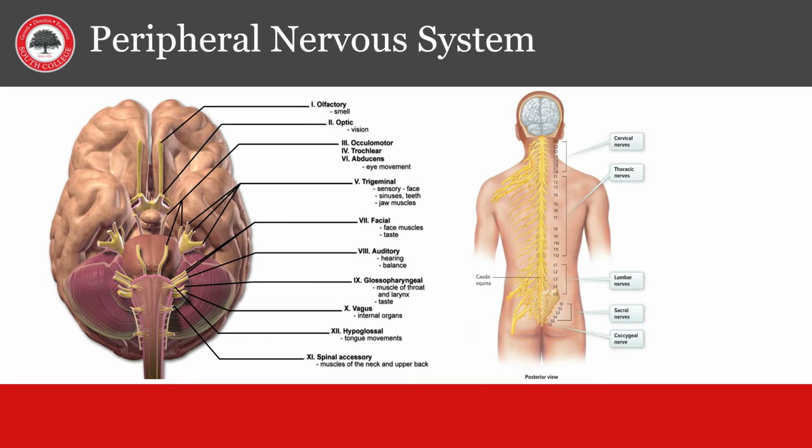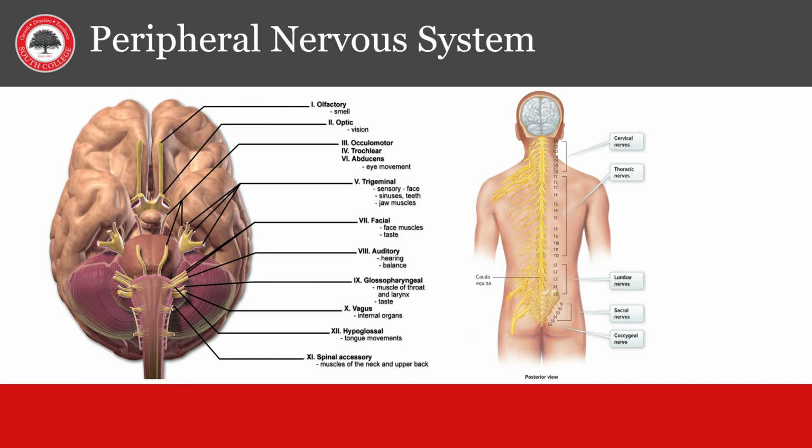The autonomic nervous system consists of the sympathetic nervous system and the parasympathetic nervous system. The sympathetic nervous system acts like our fight or flight. It helps us with situations like being chased by a bear. The parasympathetic nervous system is for times of calm, like digestion. The spinal cord ends at the cauda equina, which means horse's tail.